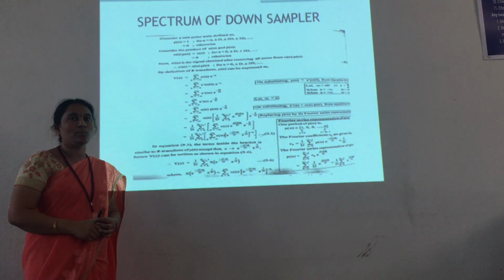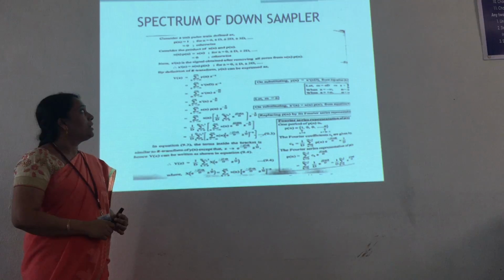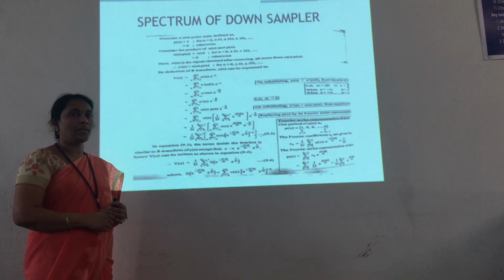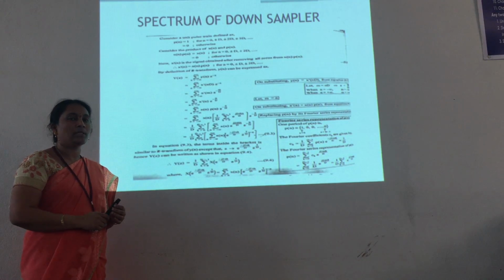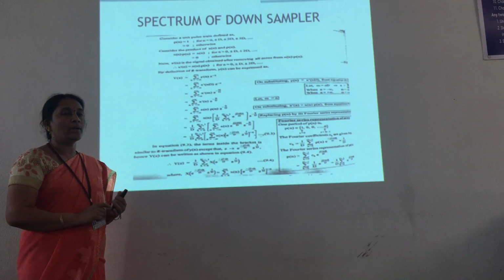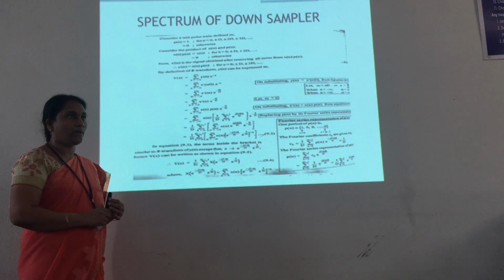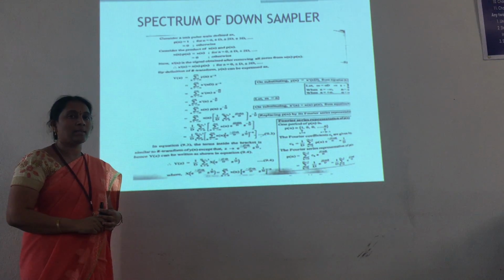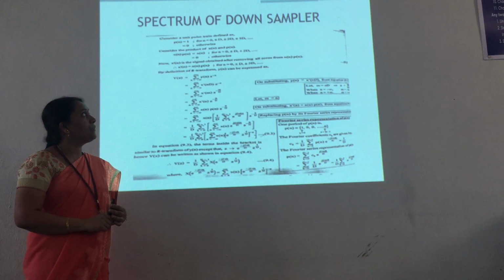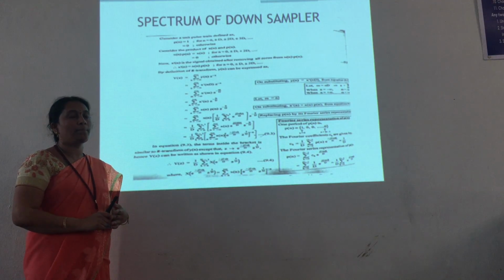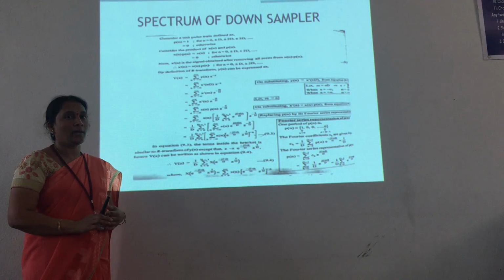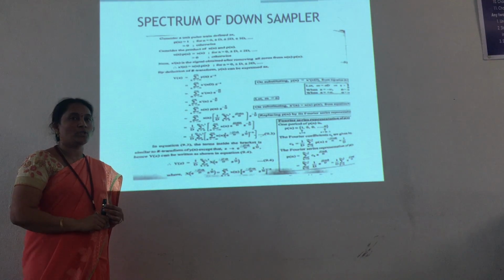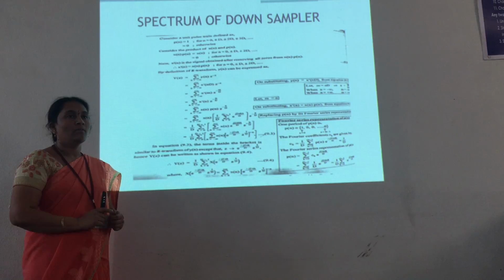Next we will see the spectrum of the downsampled sequence. See, x of n is the input, y of n is the output. The mathematical relation between y of n output and input is y of n is equal to x of Mn. So for getting the frequency spectrum of the output sequence, first we have to take the periodic impulse train. The periodic impulse train is equal to 1 for n is equal to 0, n is equal to plus or minus M, plus or minus 2M and so on, and 0 otherwise. So this is the periodic impulse train. This periodic impulse train is multiplied with the original input sequence to get the output sequence called y of n.